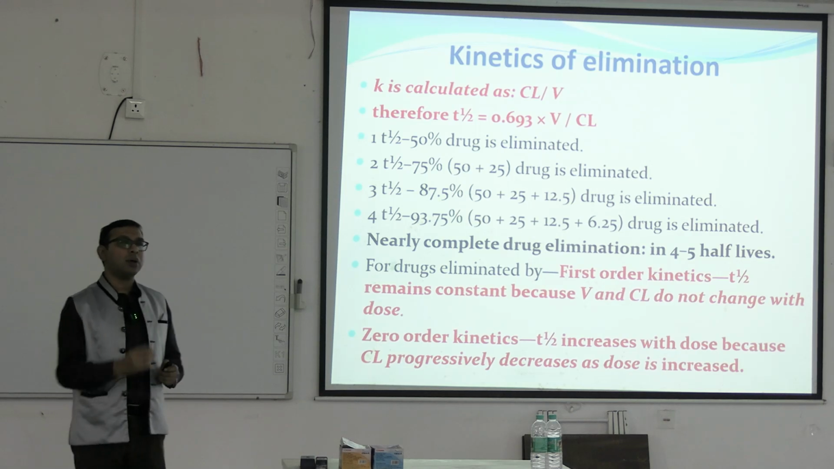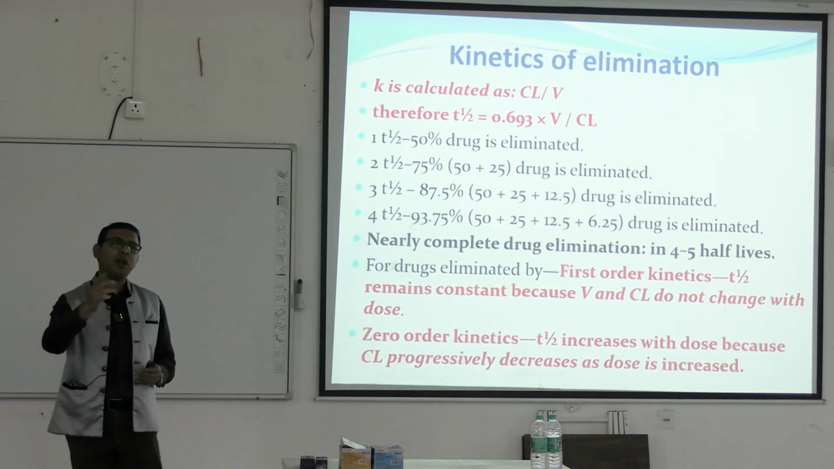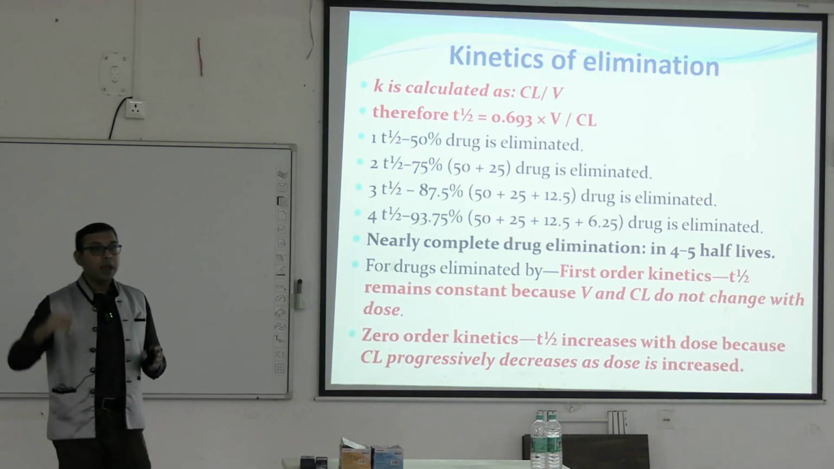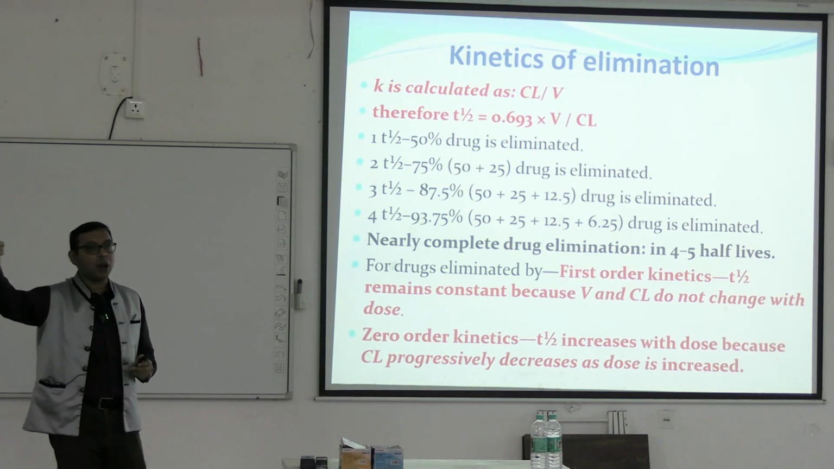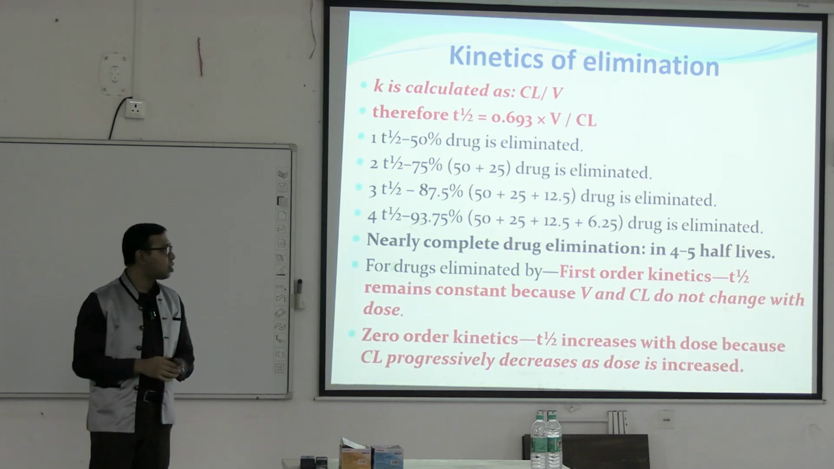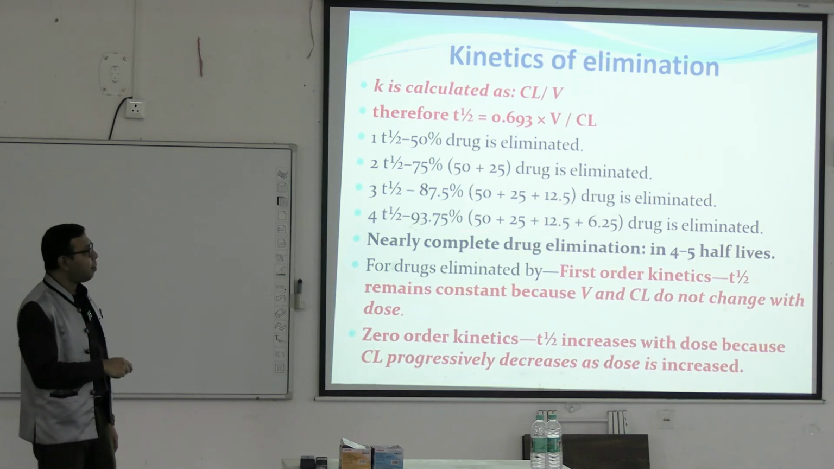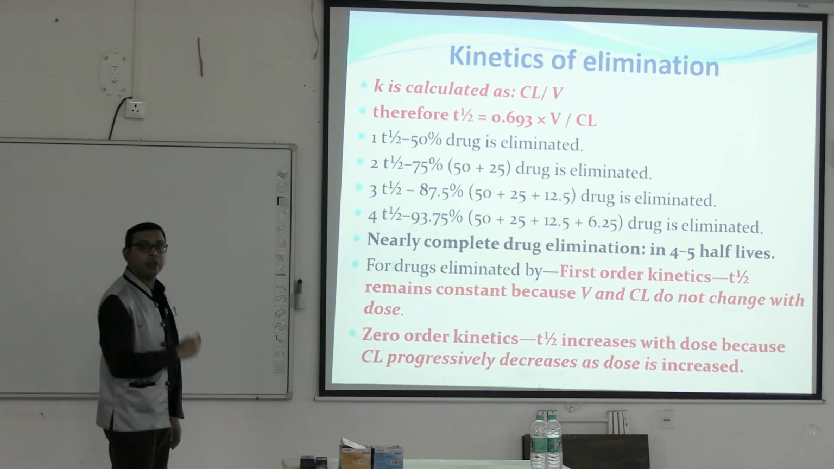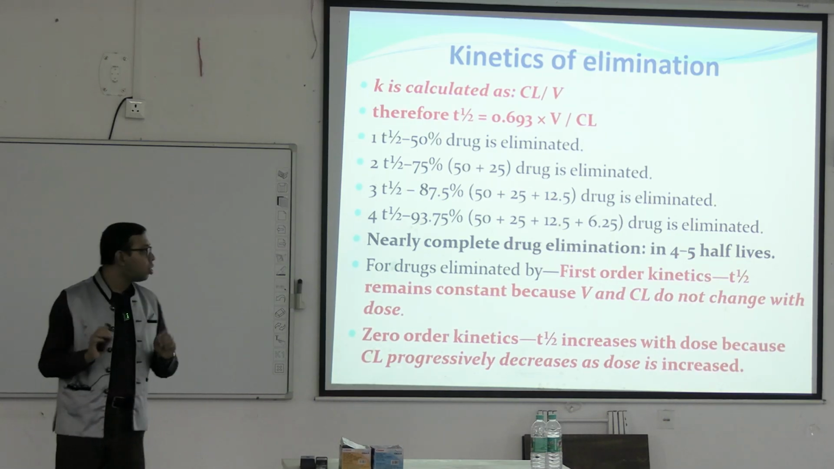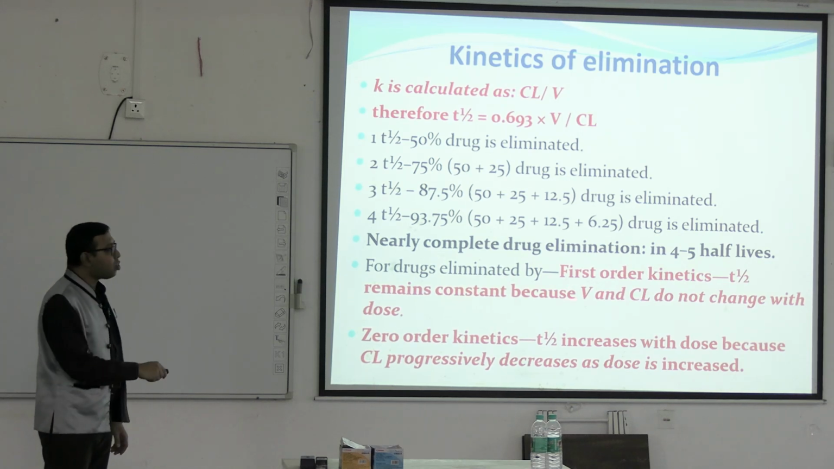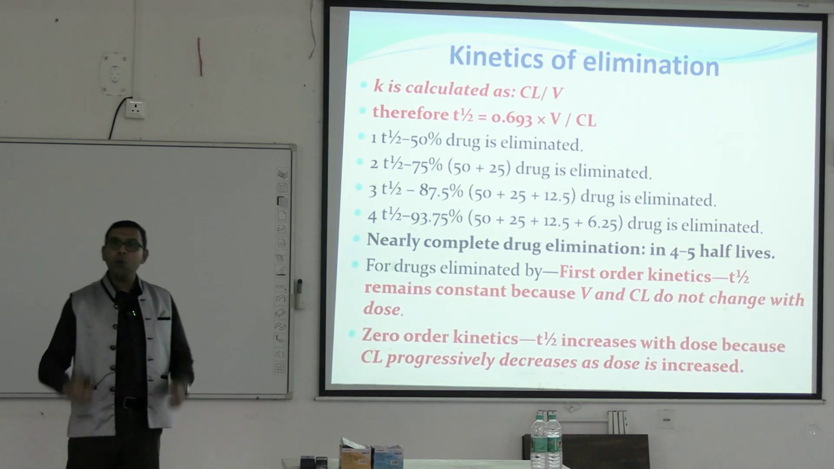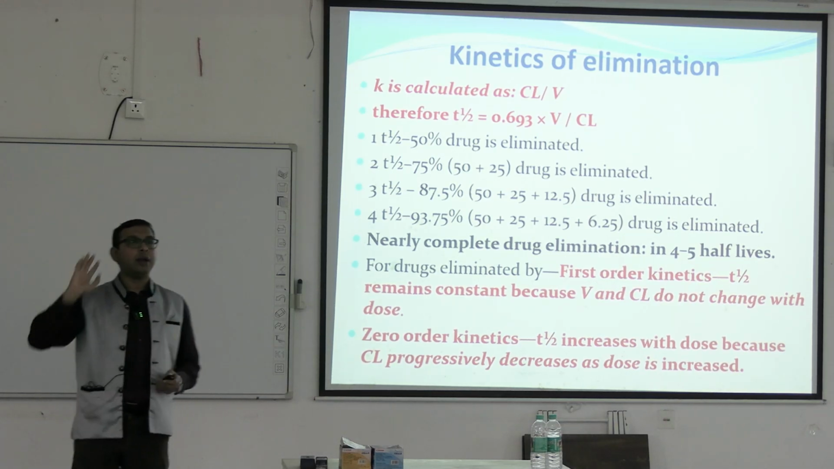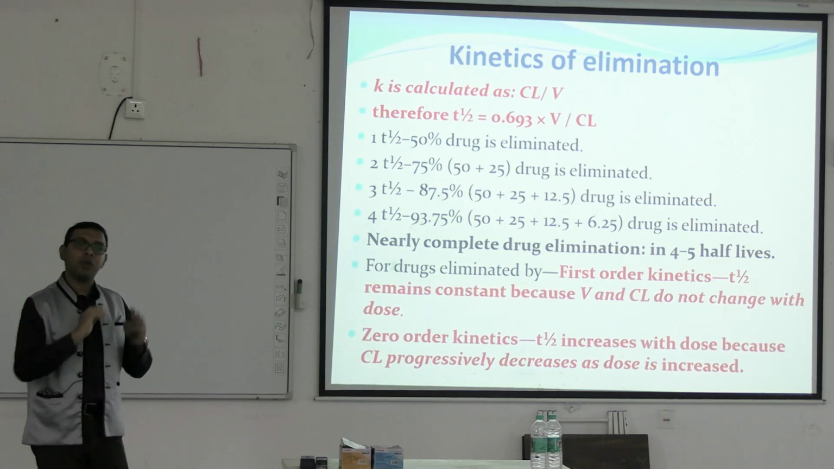For example, if a drug's half-life is 2 hours, we can predict that after 8 to 10 hours most of the drug is eliminated from our body. Again, we can give the next dose after 10 hours. This is in very simplistic terms. So in first order kinetics, T-half is constant. Plasma half-life is constant because the volume of distribution and clearance do not change with dose, and a constant fraction of the drug is eliminated. This is all in first order kinetics, and most drugs follow first order kinetics.